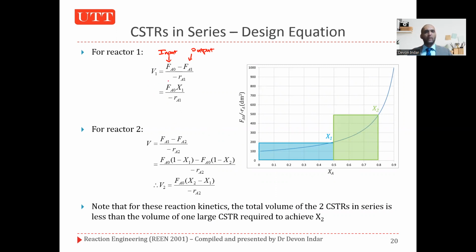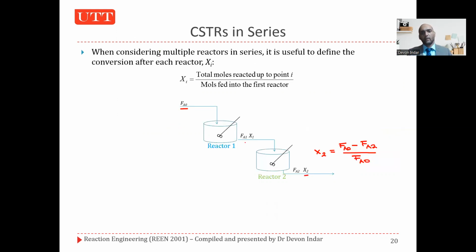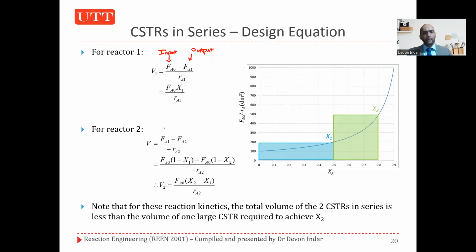For the second reactor, our input is no longer FA0. Remember that in the second reactor now, we have the outlet from the first reactor entering. We have to make an adjustment there. So the input into the second reactor is FA1, and the output now is FA2. And you've just seen how we can define conversion at each stage to develop the design equation for reactor number 2.